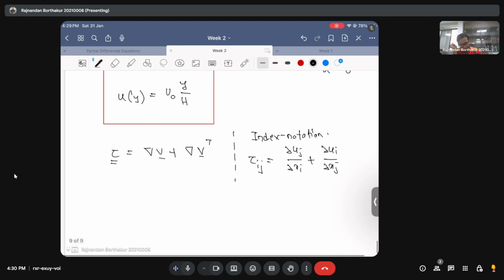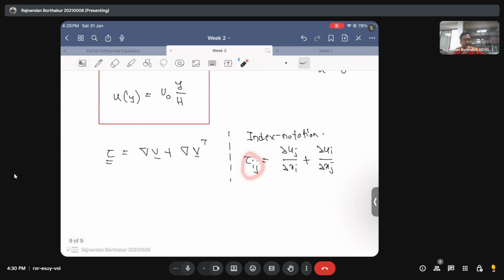These i and j, when they are written like this, are known as free variables, or non-repeating variables. Two free variables indicate that it's a tensor. One free variable indicates that it's a vector. If it does not have any free variable, it's a scalar. So this is one way of writing stress in the index notation. We'll not go into the details of this now, at least. And this is one way of writing stress in the vector notation.